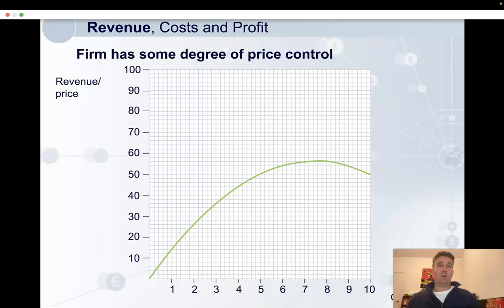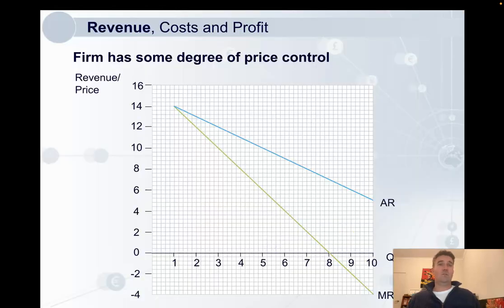Here's the total revenue curve when the firm has some price control. It starts out looking like before, just upward sloping, but the total revenue grows slower and slower until it stops growing when quantity hits 7, and then even falls when quantity hits 9. Okay, the marginal and average revenue curves, they also look quite a bit different.